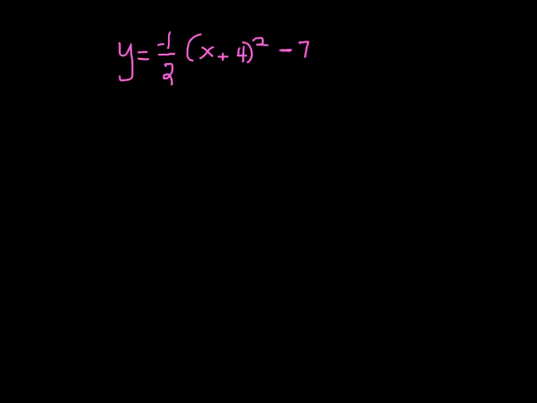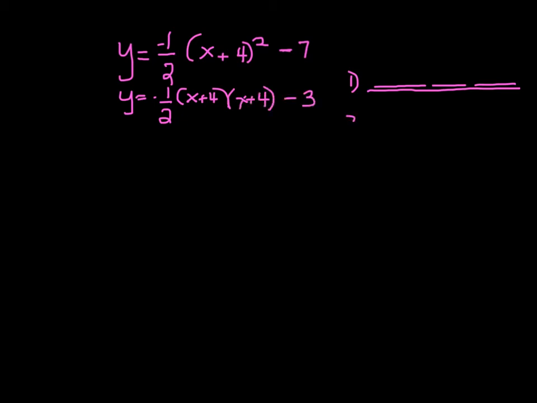Let's do one more example. So the first thing I'm going to do, and again, I want you to write down here, I want you to write binomial twice. So I'm going to write the binomial twice. Now I'm going to distribute in the 1/2. That's a binomial times a binomial.